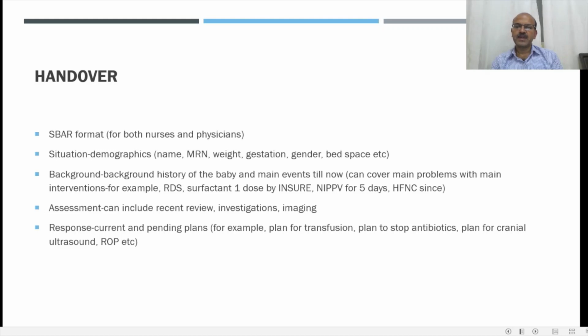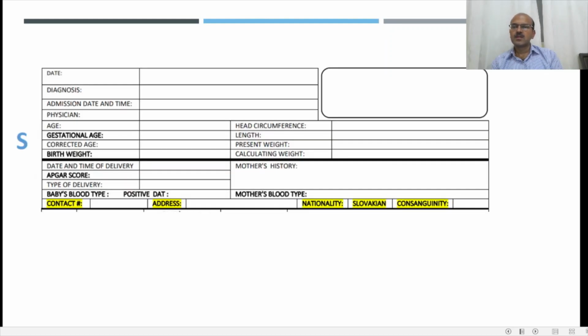The assessment would include the recent review, investigations, imaging, procedures, and everything in the past 24 hours or in the previous shift especially. And the response would be the current and pending plans: the plan for transfusion, plan to stop antibiotics, plan for cranial ultrasound, etc. So this is again a portion of the SBAR chart that we use for the handover for individual babies.